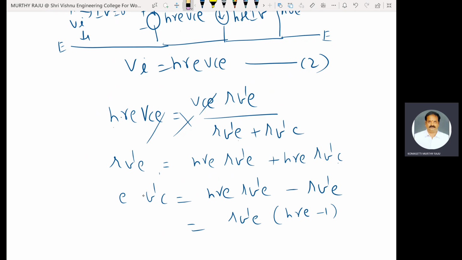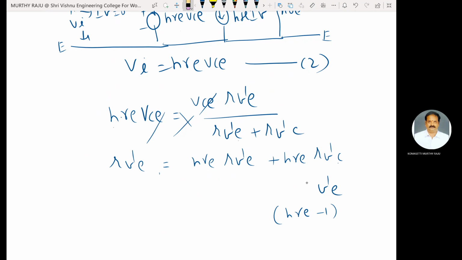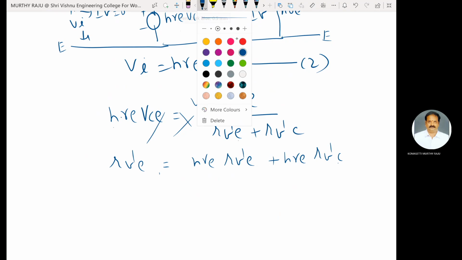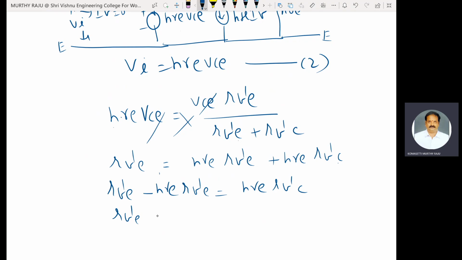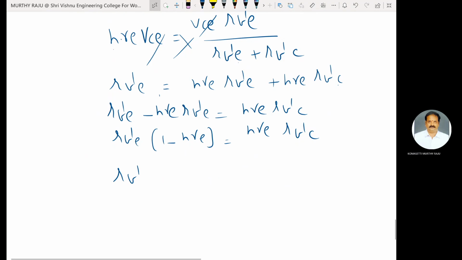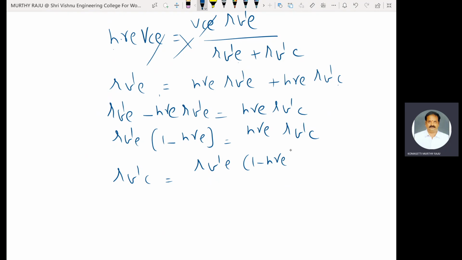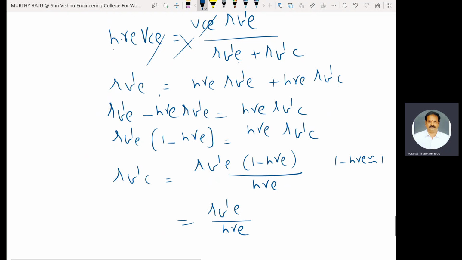Here I committed some mistake. Therefore, RB dash E minus HRE RB dash E, HRE RB dash C. This one is RB dash E into 1 minus HRE by HRE into RB dash C. From that expression, RB dash C is equal to RB dash E into 1 minus HRE by HRE. 1 minus HRE is approximately equal to 1. Therefore, RB dash E by HRE.